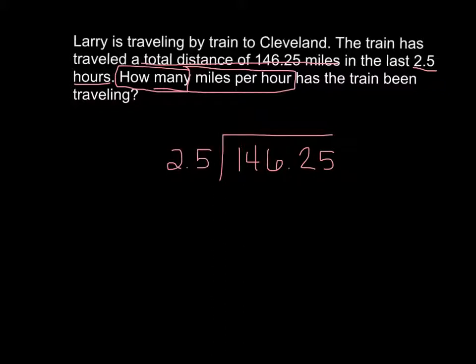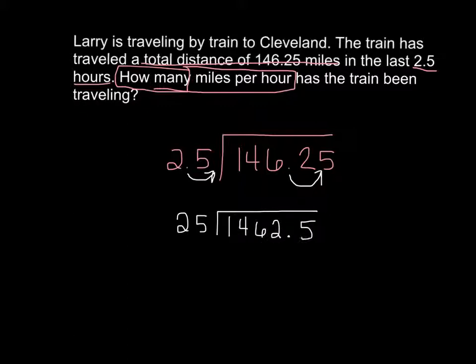Since we're dividing by decimals again, we have to make sure we move over our decimal points. I moved it over one place in the divisor, and I am going to move it over one place in the dividend. So now our new numbers, the 2.5 is now 25. And the 146 25/100 is now 1,462 5/10. Now I can go ahead and start dividing by bringing the decimal point straight up first.